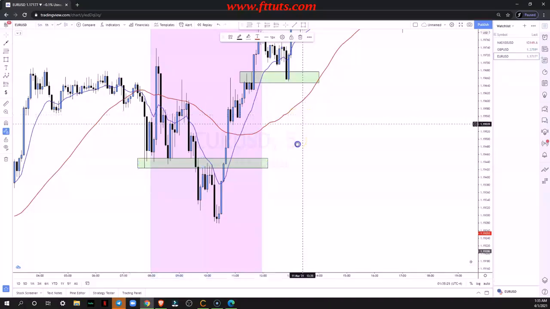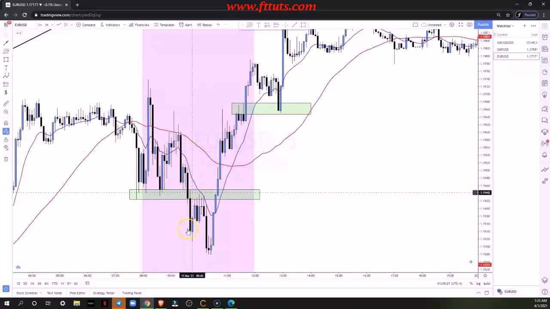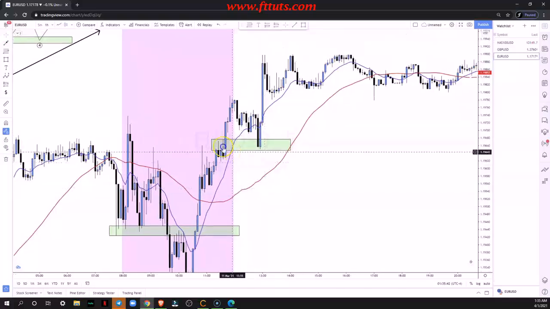Okay. But we only look for it to come back once it breaks structure. So you see how this black candle broke below these lows, creating a new low. So we're just going with the trend. Break and retest. That's all this is. Break, retest. Boom. Okay.